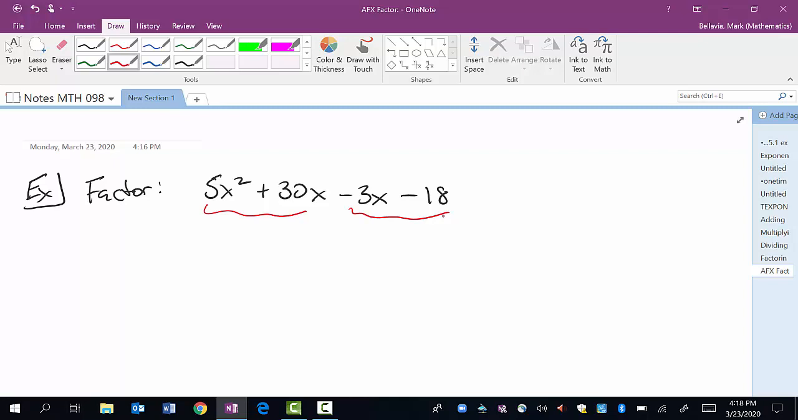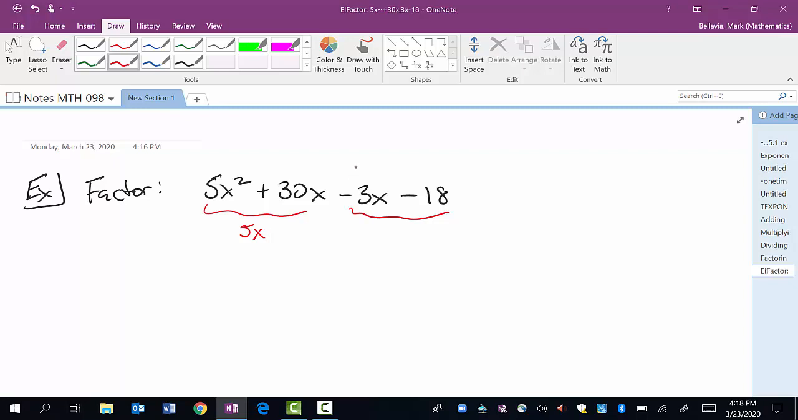For the first group, the 5x squared plus 30x, 5 and 30 have 5 in common. X squared and x, the GCF for those would just be x, because remember you want the lowest power, because it's the highest one that's common to both. So we have 5x for the GCF for the first group of two.